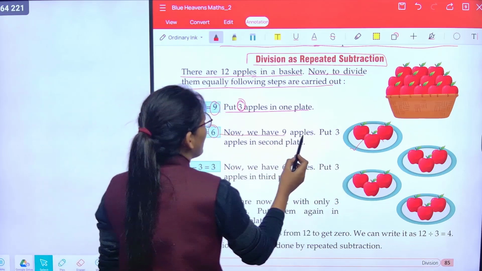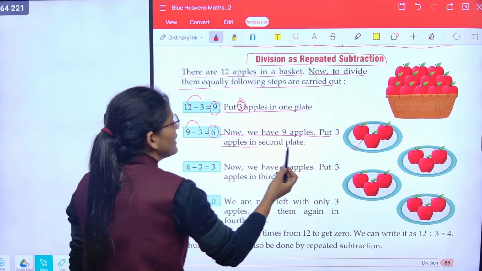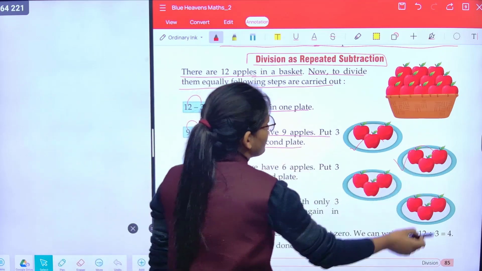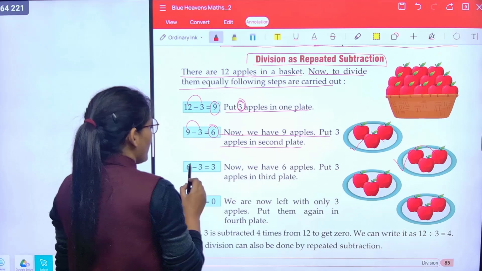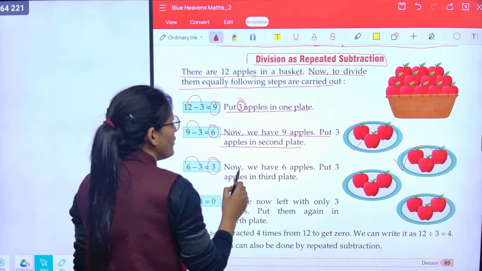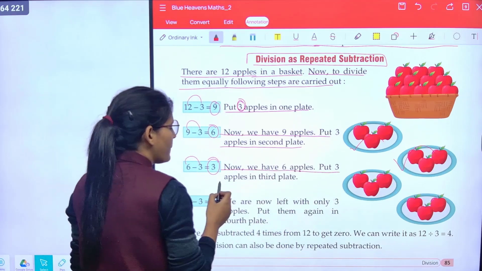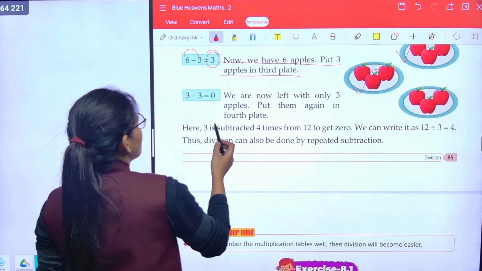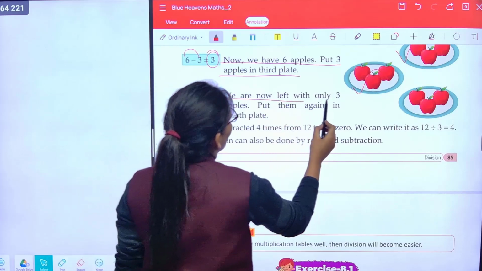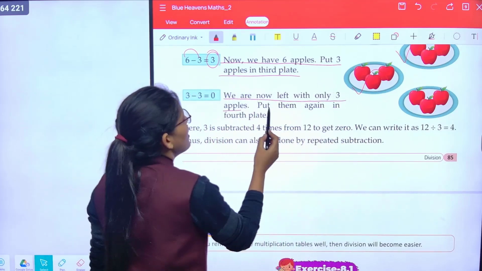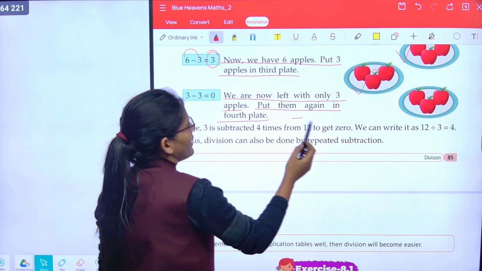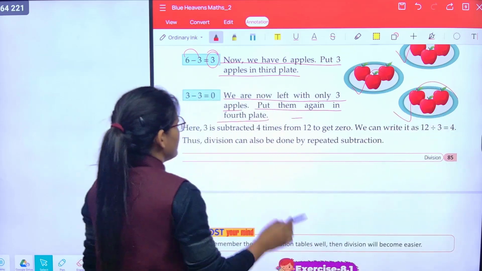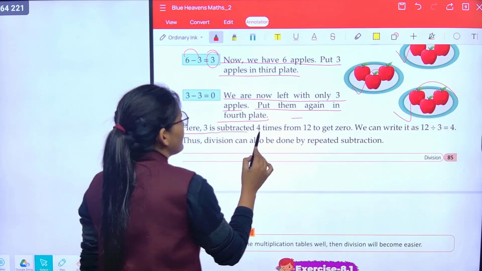Now we have 9 apples, but put 3 apples in the second plate like this. 6 minus 3 is 3. Now we have 6 apples, put 3 apples in the third plate. Okay, now 3 minus 3 is 0. We are now left with only 3 apples. Put them again in the fourth plate like this. Here 3 is subtracted 4 times.